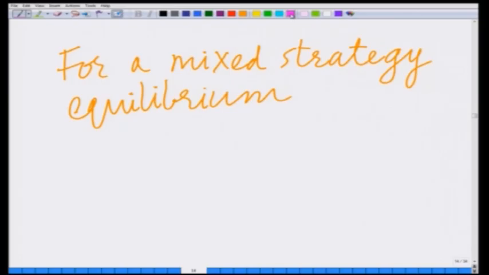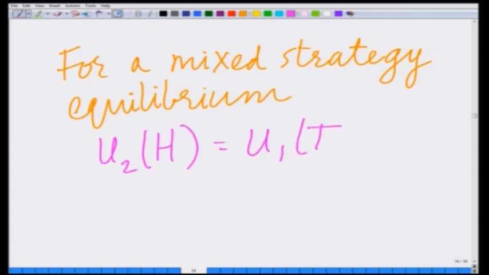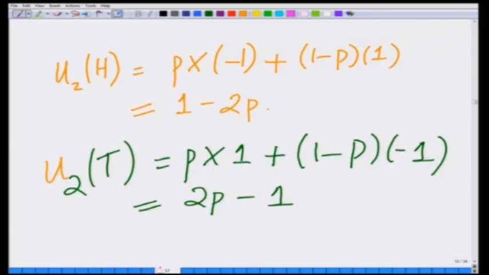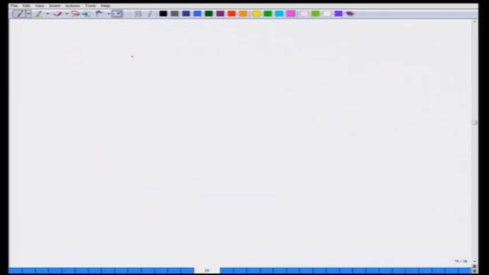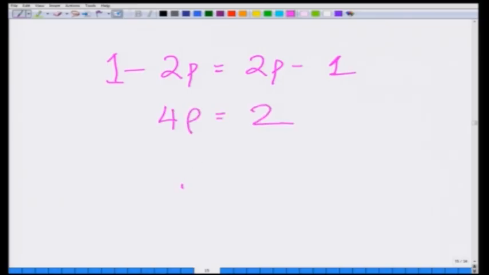For player 2 to choose randomly between heads and tails, it must be the case that u2 of heads equals u2 of tails, which means I have to have 1 minus 2p equals 2p minus 1. Solving this, 1 minus 2p equals 2p minus 1 means 4p equals 2, which means p equals half.